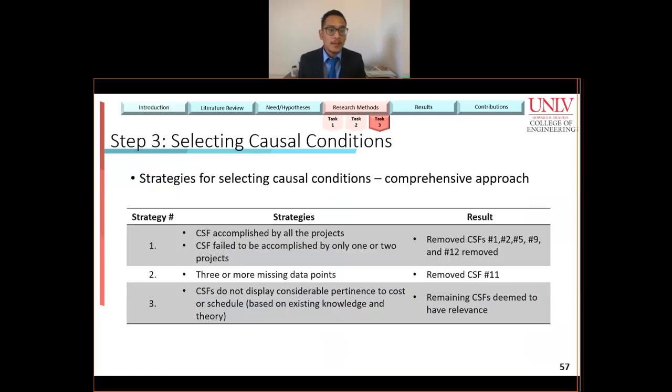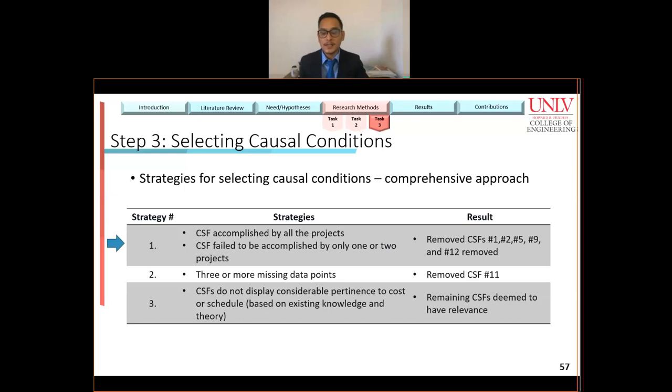Step 3 was the selection of causal conditions. So literature has defined certain strategies that are necessary for the selection of causal conditions. If the CSFs did not fulfill these strategies, I removed those CSFs from the analysis. So let me discuss each strategy one by one.